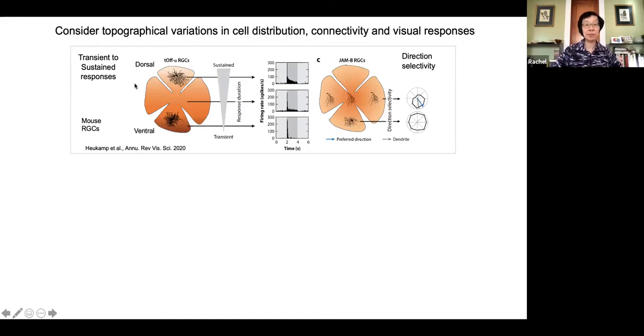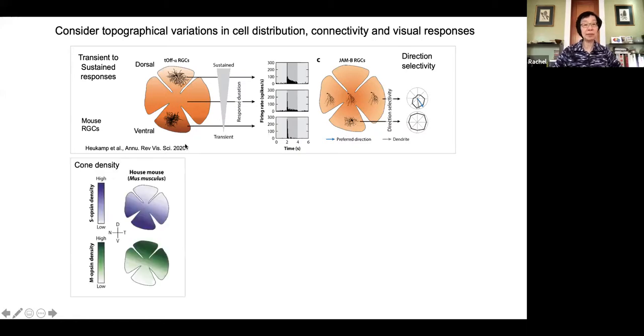So 2 examples here. A particular ganglion cell that is very transient in its response to darkness, step of darkness here, become more sustained in its response depending on where it sits. Also, there are cells that are direction selective if they're sitting here, but the same cell that's molecularly defined actually is not direction selective when it's sitting in the more peripheral retina.